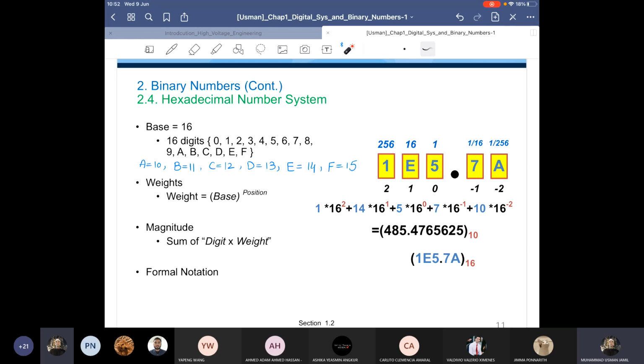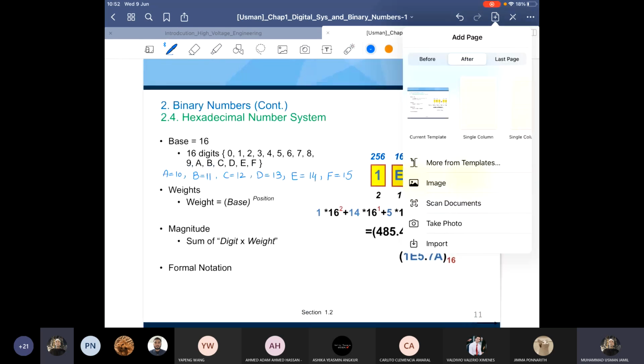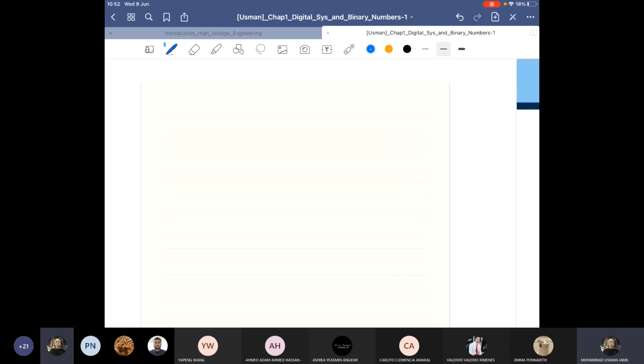hexadecimal number system. So now the question is how we can convert this hexadecimal number in the decimal form. So how we can write in the base. Then for this one, again, I think the best thing is I can write on the next page, then you guys can easily understand. Okay, now for this one, we can say again example.